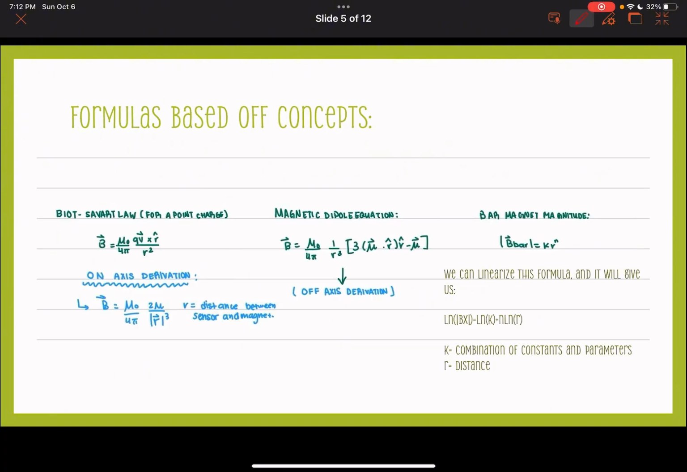So these are the formulas based on the concepts. For the Biot-Savart law, we're going to use this formula, and with our on-axis derivation, we're going to use this formula, in which R is the distance between the sensor and the magnet. For the magnetic dipole equation, we're going to use this formula, which is the off-axis derivation, and the bar magnet is this formula. We can linearize this formula, and it gives us this formula, in which K is the combination of constants and parameters, and R is the distance.